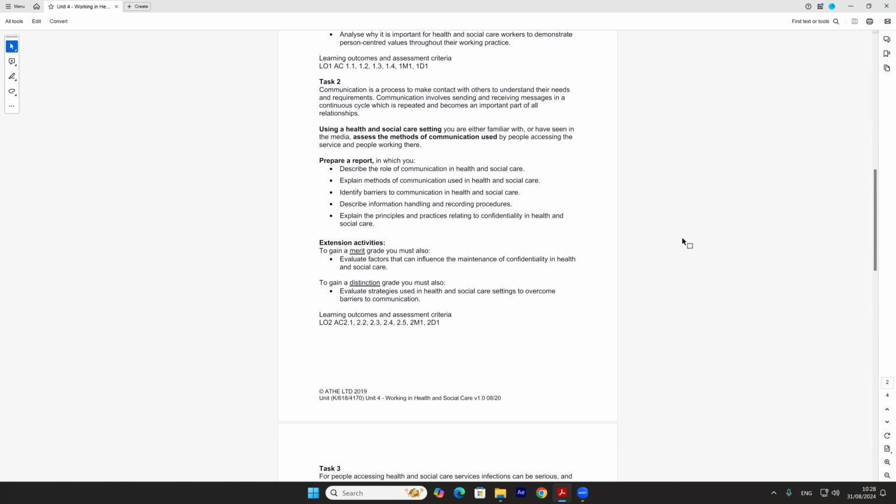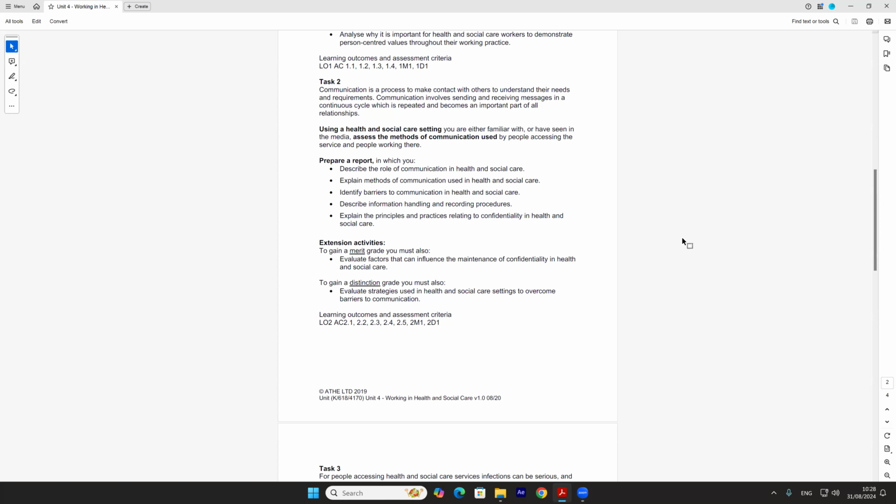Then we have confidentiality. Information must be handled in a way that protects the individual's privacy. This includes storing records securely and only sharing information with those who have a legitimate need to know. Then we have data protection. Compliance with data protection laws such as GDPR is essential, and we also have the Data Protection Act.